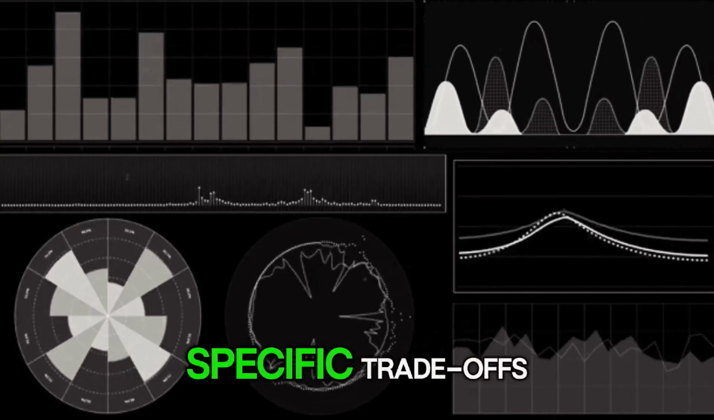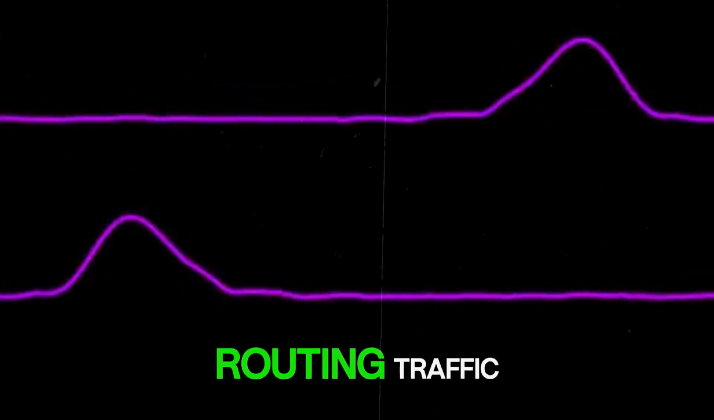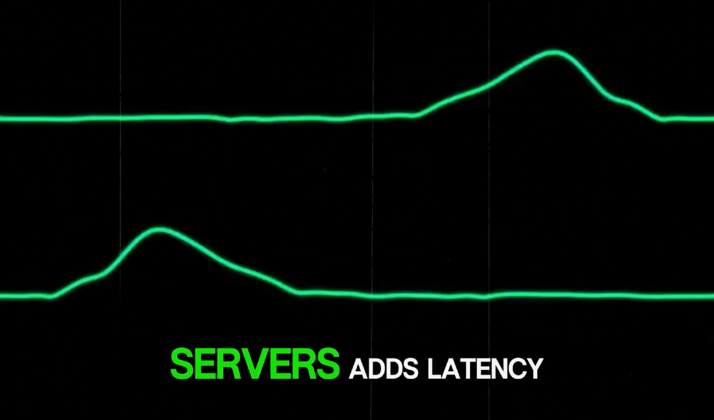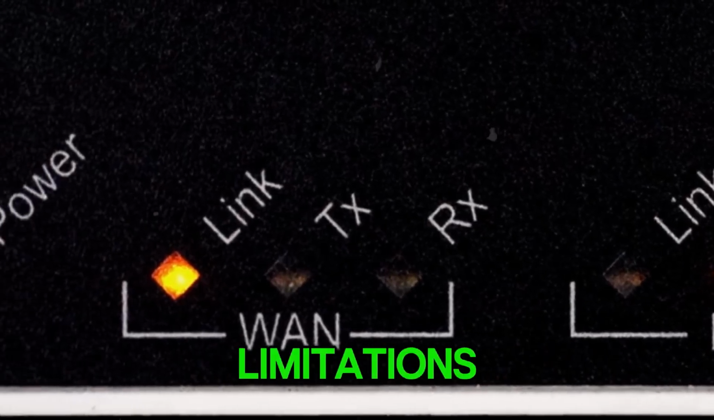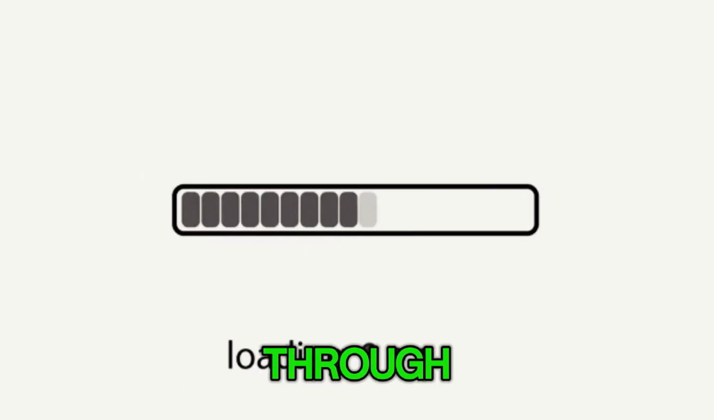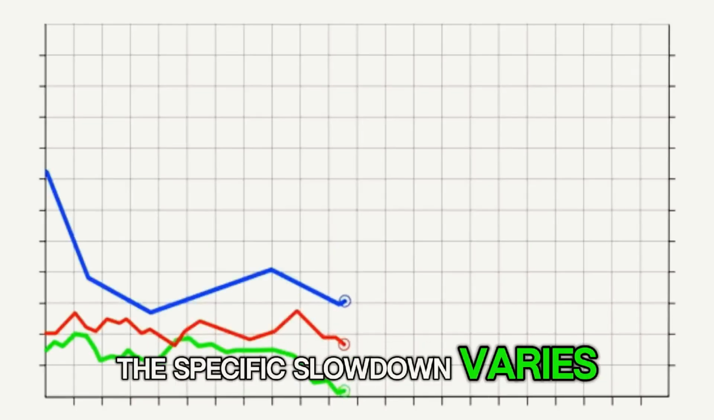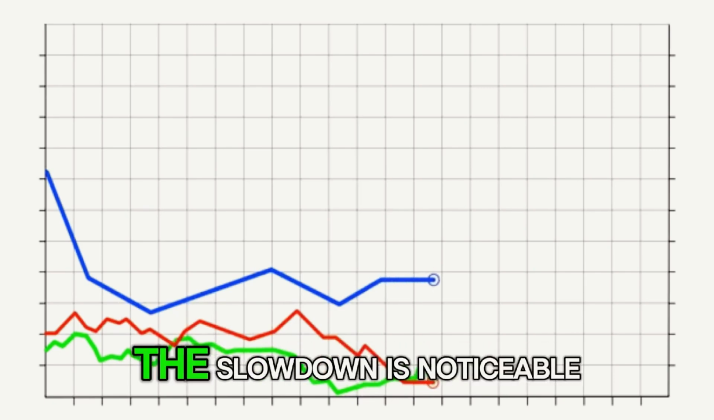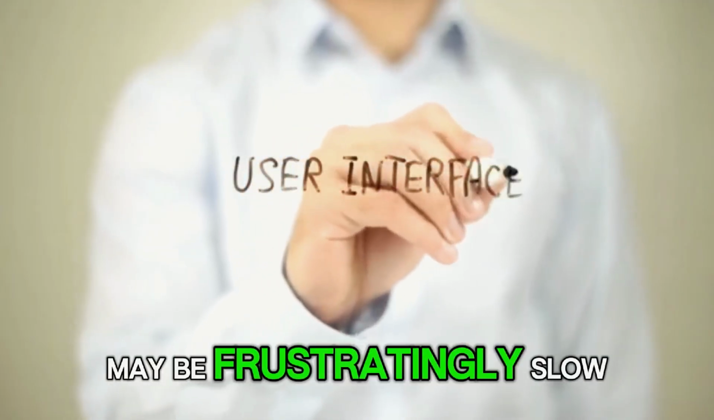Now let me describe the specific trade-offs of using these tools. The first trade-off is performance. Routing traffic through multiple intermediary servers adds latency, and the specific servers in the Tor network have bandwidth limitations. The result is that browsing through Tor is typically slower than conventional browsing. The specific slowdown varies, but for common use cases, the slowdown is noticeable. Pages load more slowly. Videos may struggle to play smoothly. Interactive applications may be frustratingly slow.